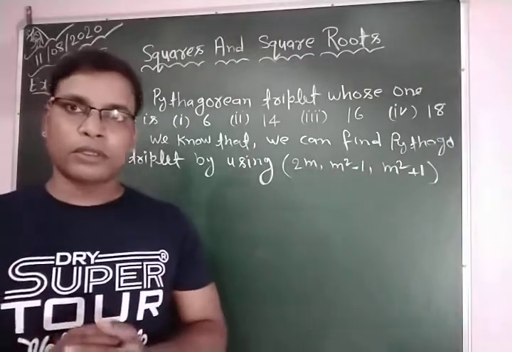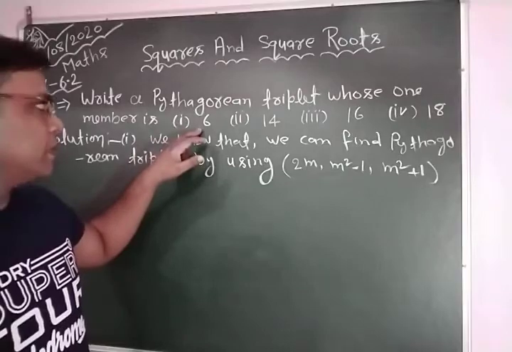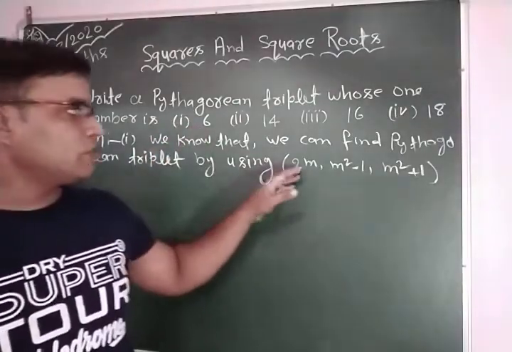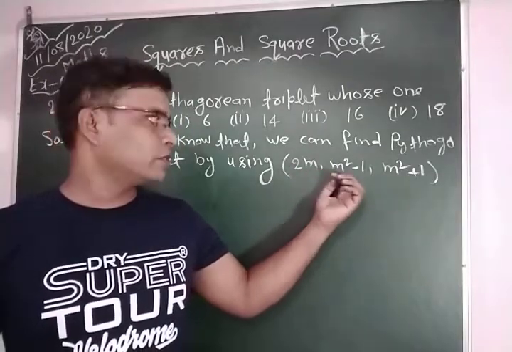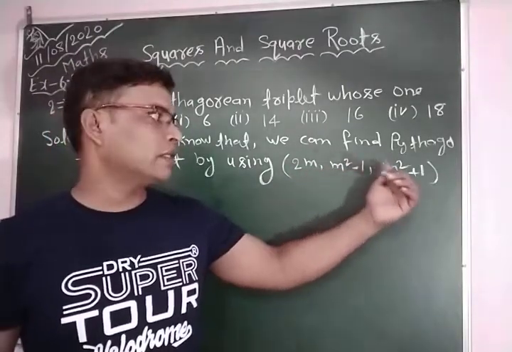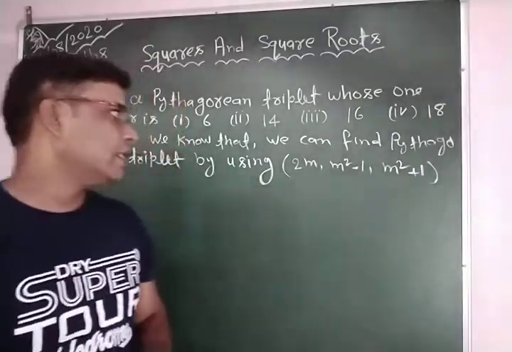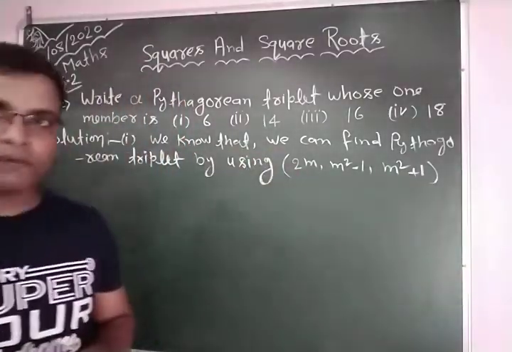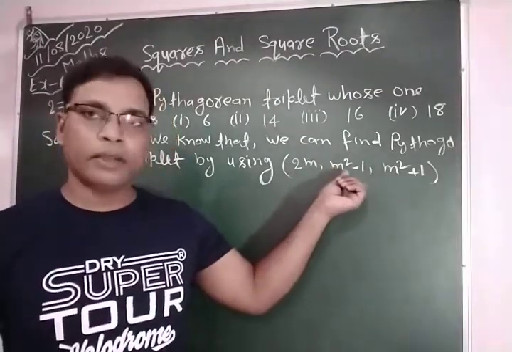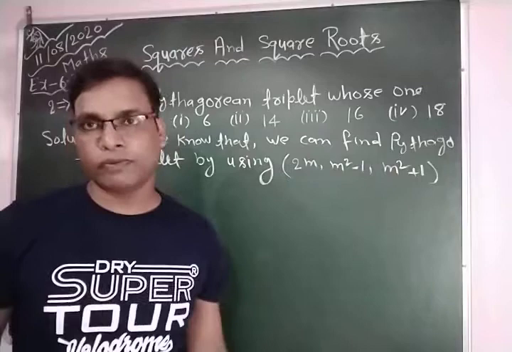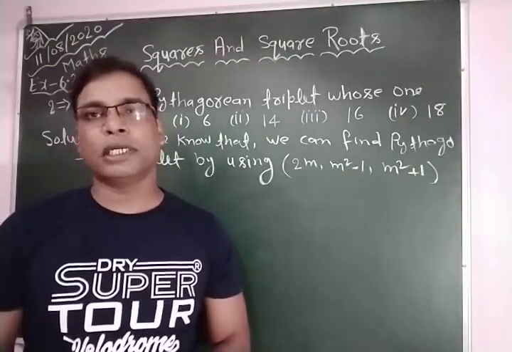Okay, so here we solve the first part. This is 6. 6 may be 2m, or 6 is equal to m square minus 1, or 6 is equal to m square plus 1. So first we let 6 is equal to 2m. After this you find the value of m and put it in m square minus 1 and m square plus 1. Then we find the Pythagorean triplet whose one member is 6.